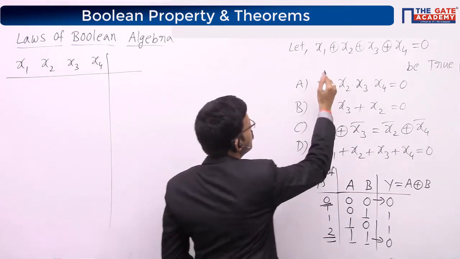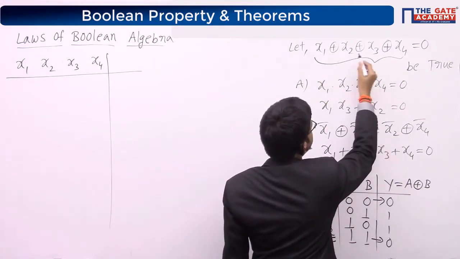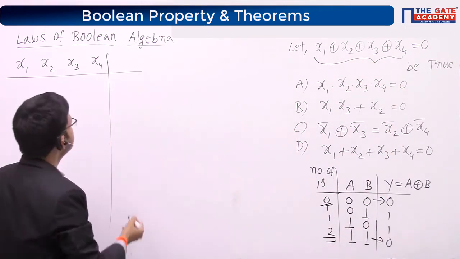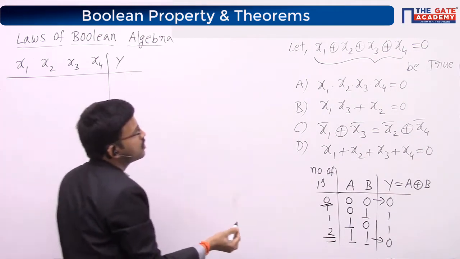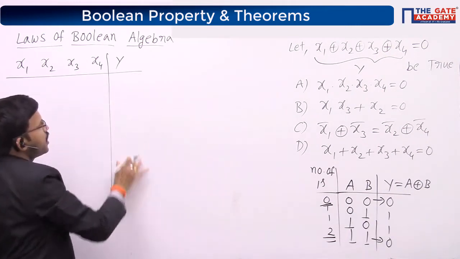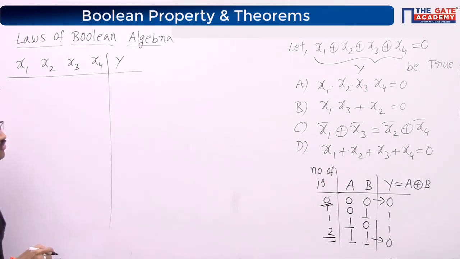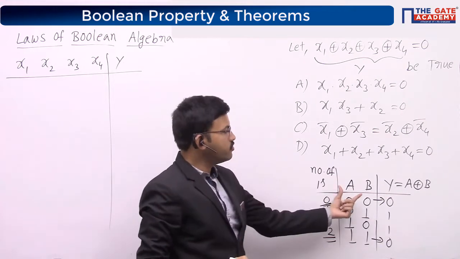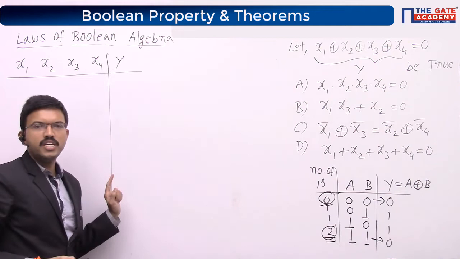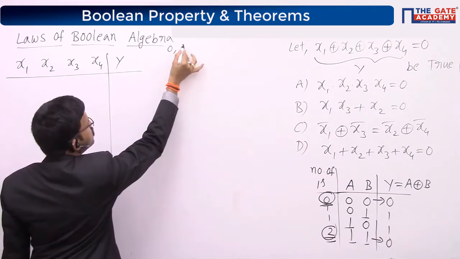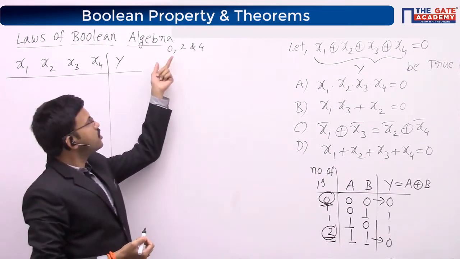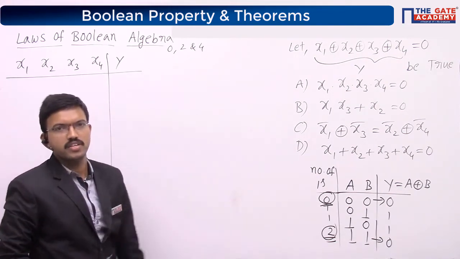Whatever I am having, x1 XOR x2 XOR x3 XOR x4, that end result you can assume is y. Here I am assuming this end result is y. Okay. So I will get output 0 for an even number of ones. See, for 2 variables the even numbers are 0 and 2. For 4 variables the even number of ones will be 0, 2 and 4. The number of ones is 0, 2, 4, like that.